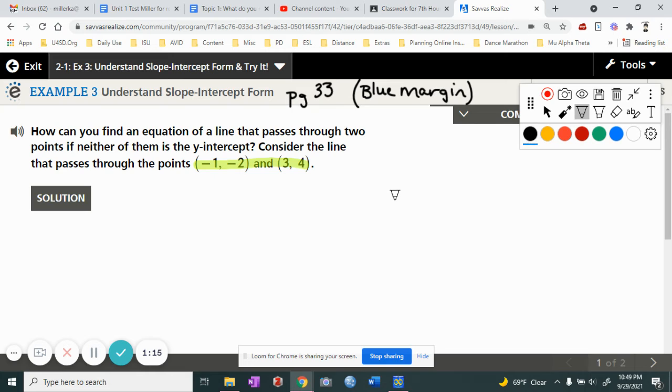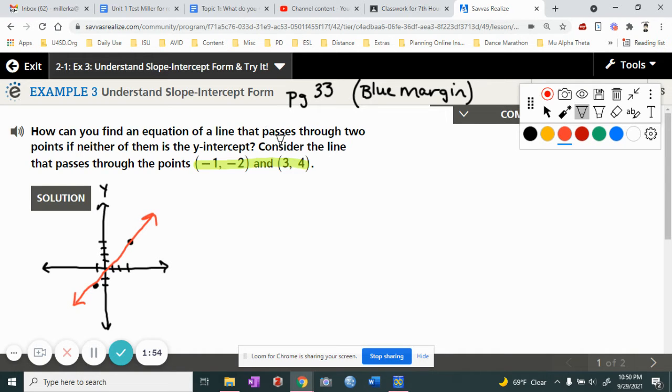The next thing we're going to do is explore what this looks like on the coordinate plane. So I am drawing a y-axis and an x-axis. And I'm going to plot those 2 points. (-1, -2) is going to be down here. And (3, 4), 1, 2, 3, 4, is going to be about here. So what I need to do is write the equation of the line that passes through these 2 points.